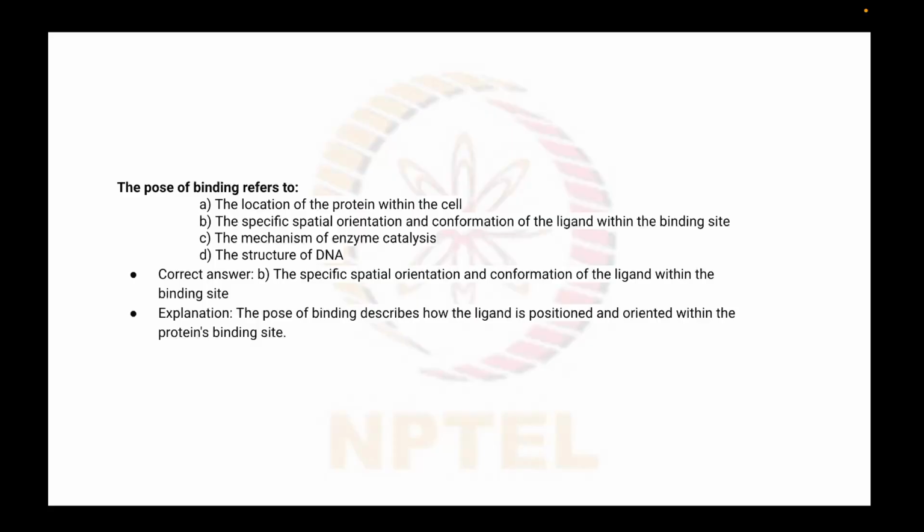This pose of binding can directly affect the affinity and selectivity of protein-ligand interactions. A favorable pose maximizes the complementary interactions between the ligand and protein, resulting in stronger binding affinity. Changes in the pose of binding, such as alterations in ligand orientation or conformation, can modulate the strength and specificity of interaction, thereby influencing the biological activity of the protein complex.